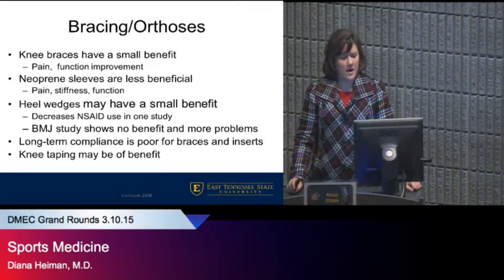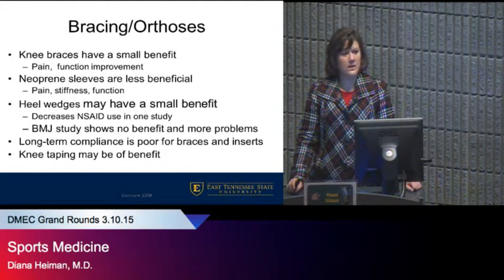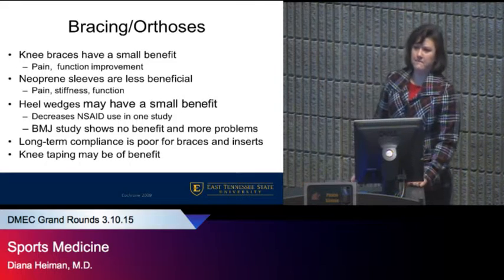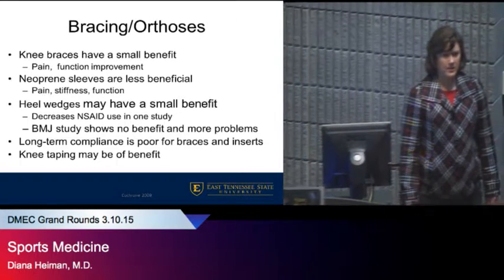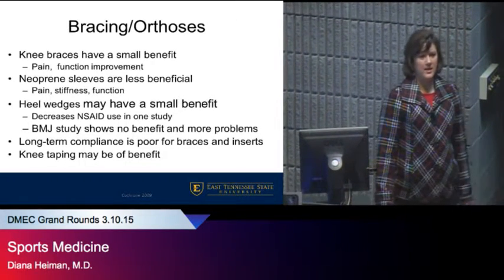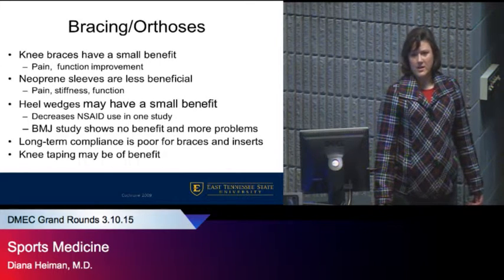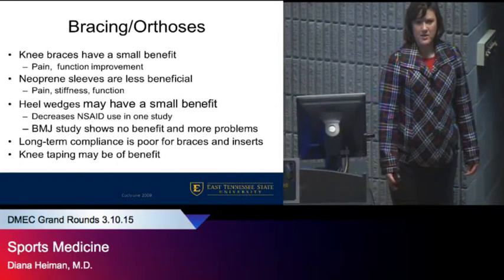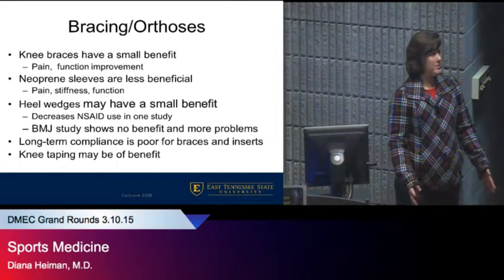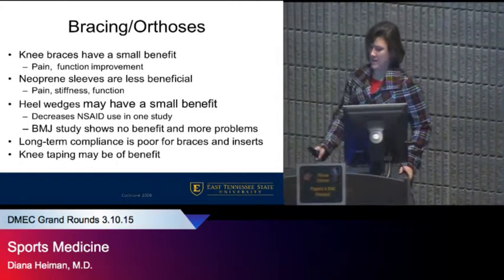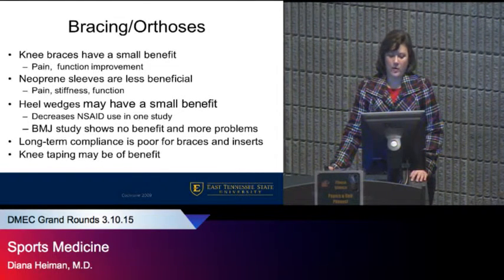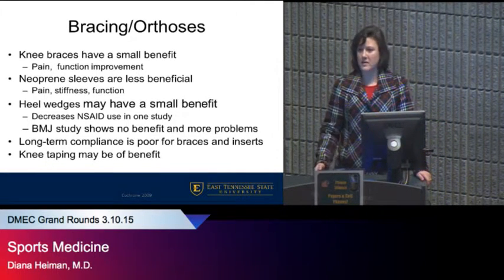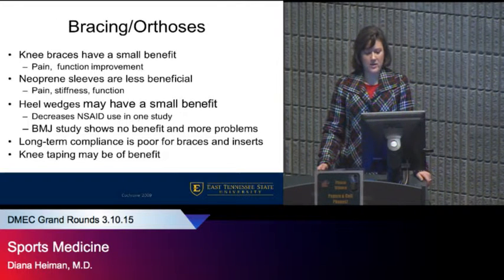Bracing and orthoses. Knee bracing, and these are medial unloader braces. So basically, when you get compression of the medial joint space, you get that nice bow leg appearance. When you get lateral, you get the knock-kneed. And so basically what they're trying to do is put the patient from this position back into a more straight position. And so they're putting pressure to open up that medial joint space. And they're very cumbersome. They're not well tolerated. And they will have small improvement in pain and function, but just not so robust. Heel wedges may have a small benefit.